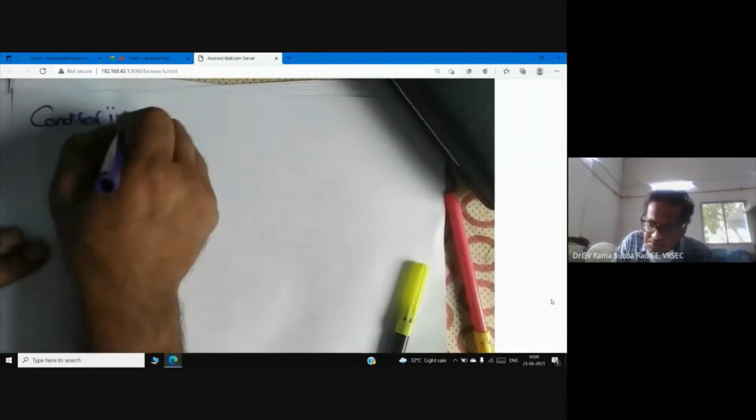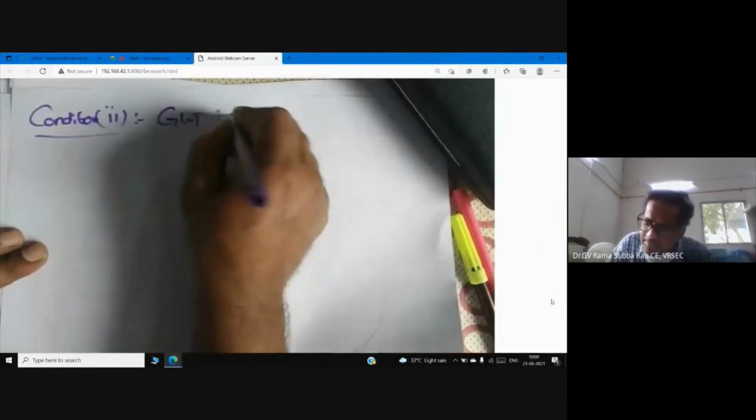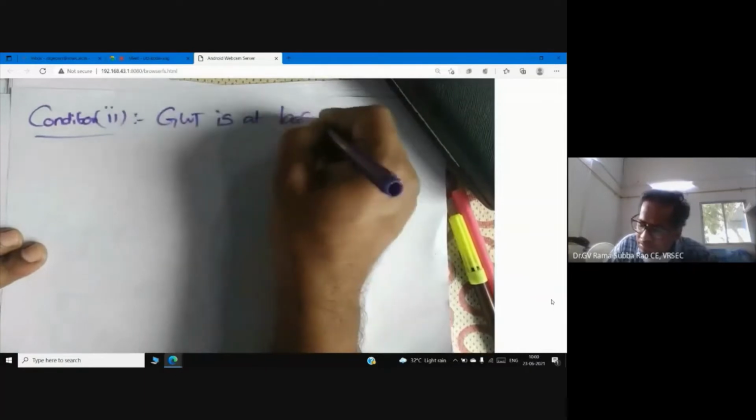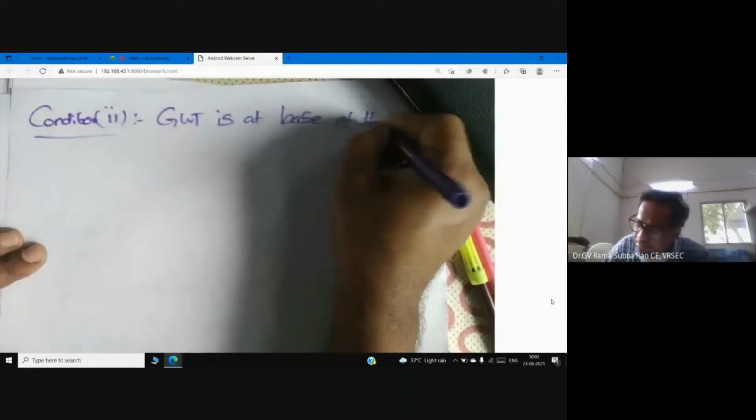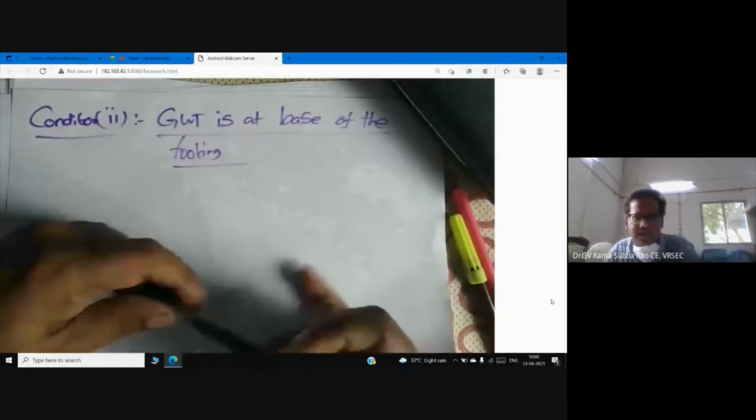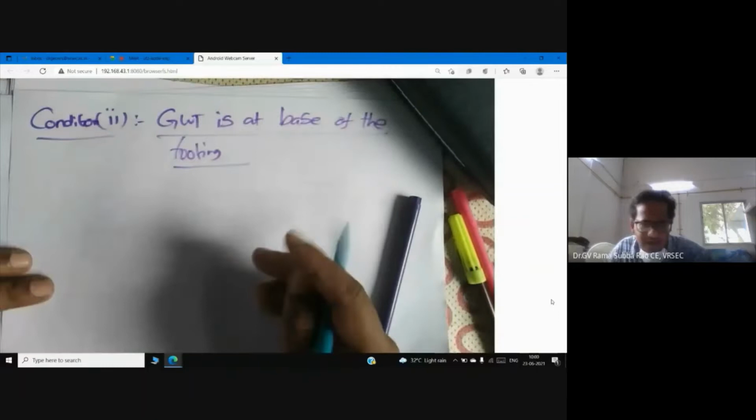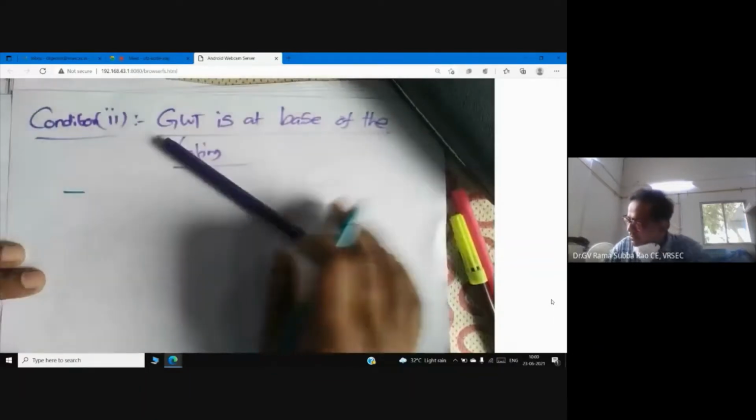Condition 2: groundwater table is at the base of the foundation. Are you there? Base of the footing. So now what is the bearing capacity? Okay, are you ready now? So please tell me. My question, I will draw the figure.